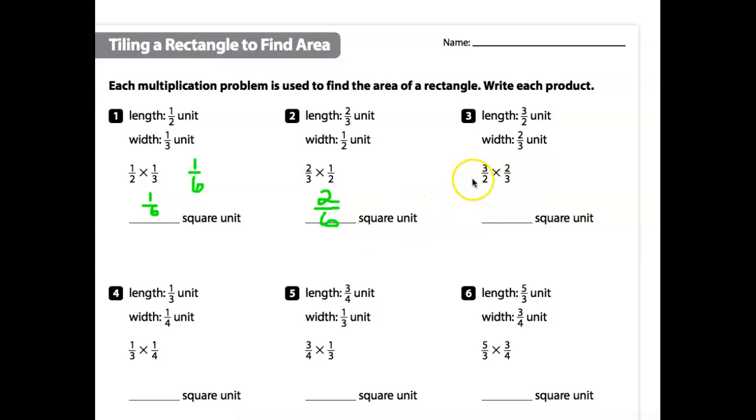3 times 2 is 6, and 2 times 3 is 6. Okay, easy peasy. All right, and that's what you do on that page. You can use your multiplication chart, and you should be able to whip through that pretty quickly.